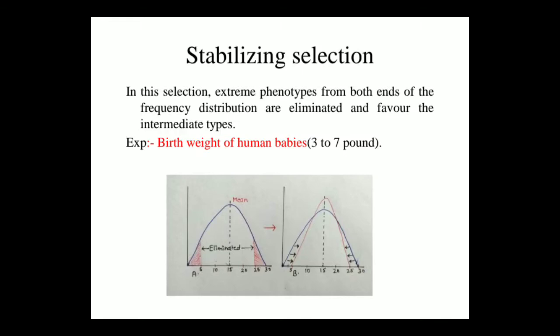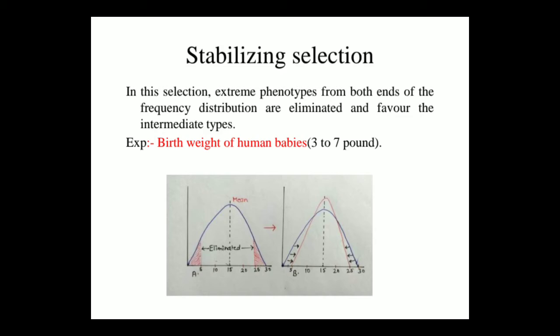Stabilizing selection. In this selection, extreme phenotypes from both ends of the frequency distribution are eliminated and they favor the intermediate type. Example: the birth weight of human babies, which is 3 to 7 pounds, but babies with the weight of 4.5 pounds have more chance of survival.